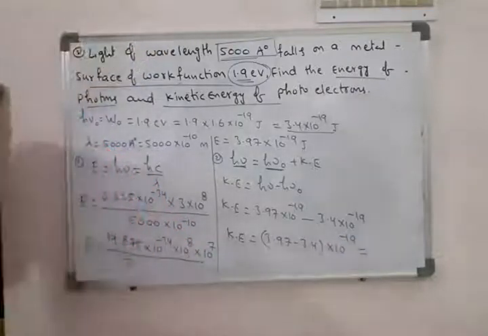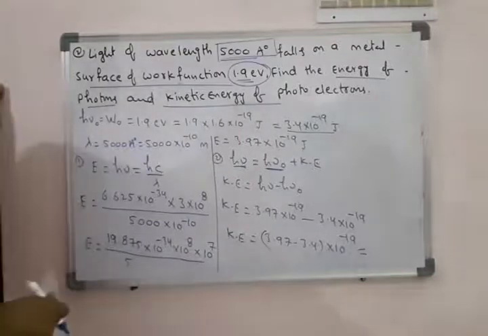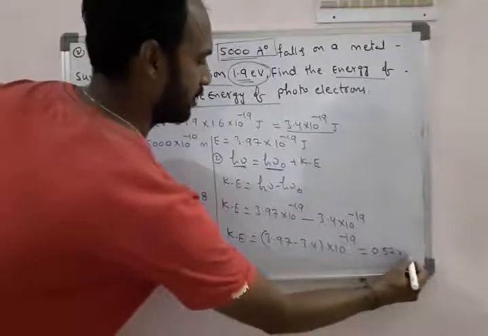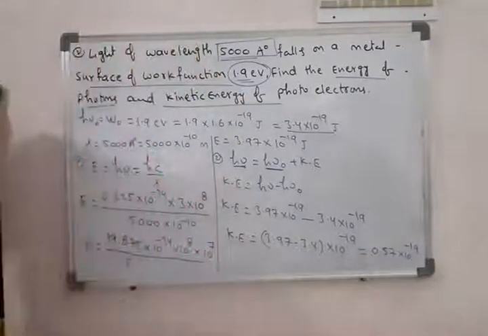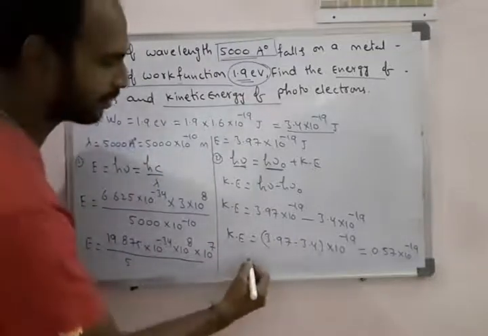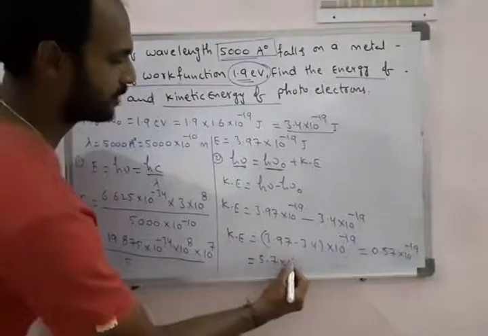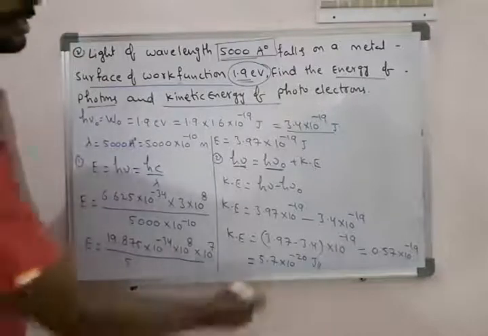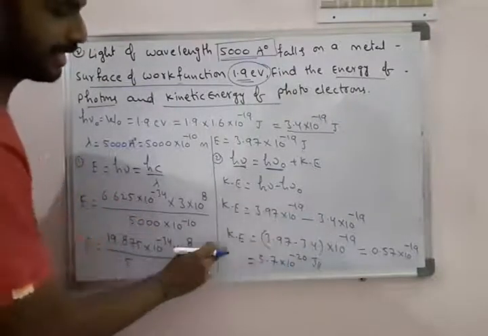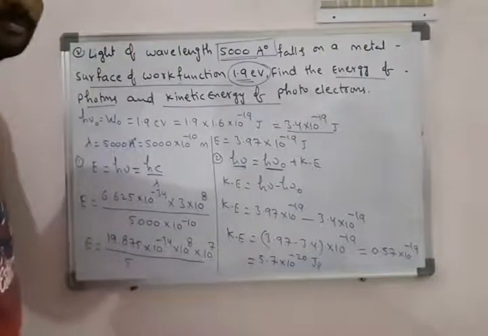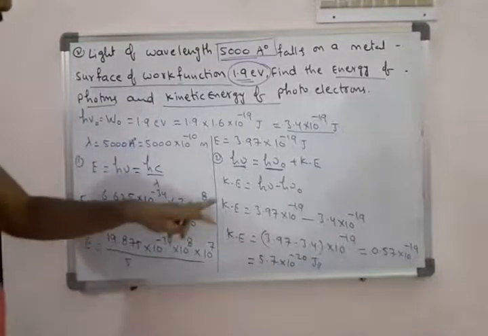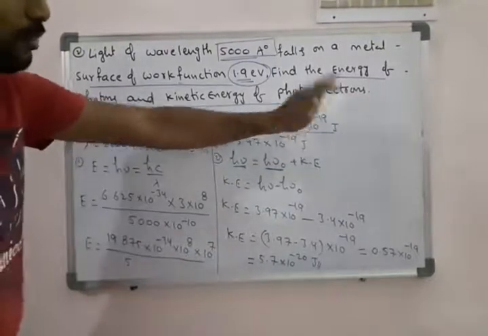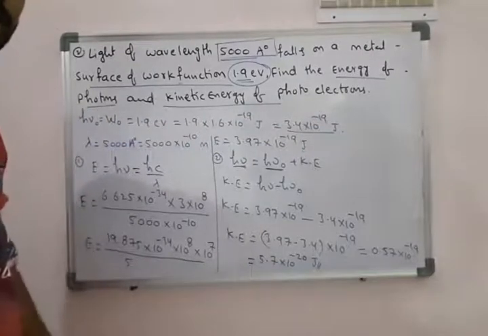So the value becomes 0.57 into 10 to the power of minus 19, or it may be written as 5.7 into 10 to the power of minus 20. The kinetic energy must be in joules, as we are using the total energy terms in joules. So the kinetic energy of the electrons is also in joules. So this is the calculation of the kinetic energy of ejected electrons. The ejected electrons are generally treated as photoelectrons. Okay, take it.